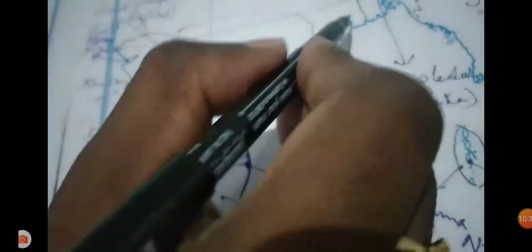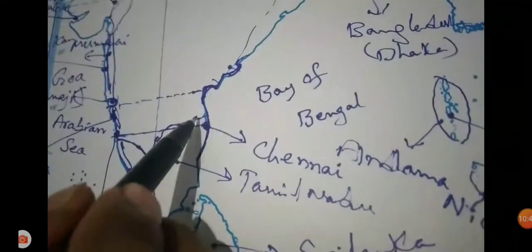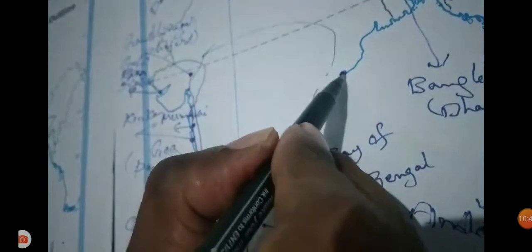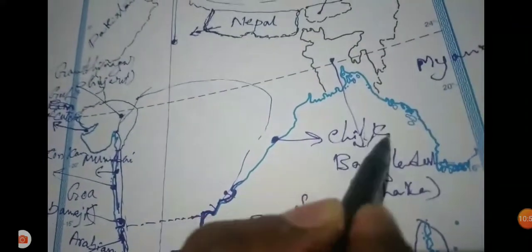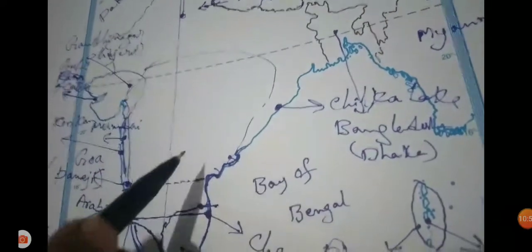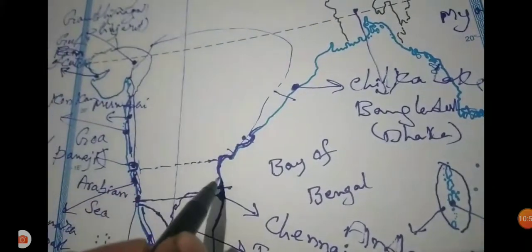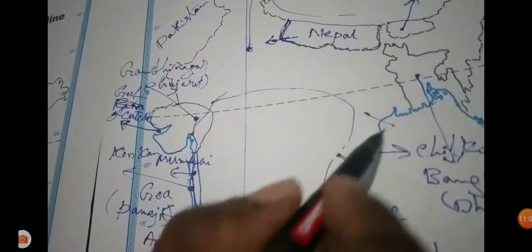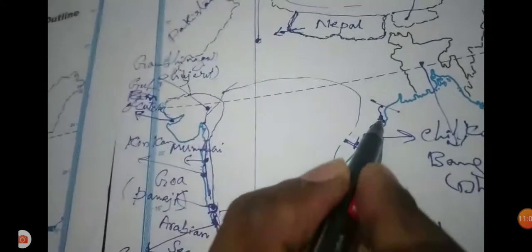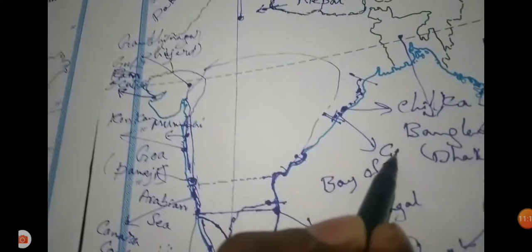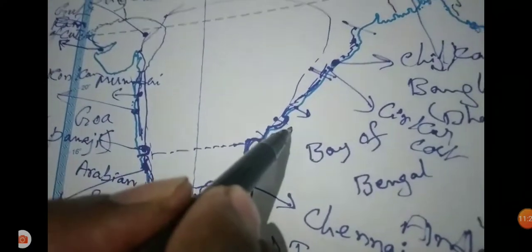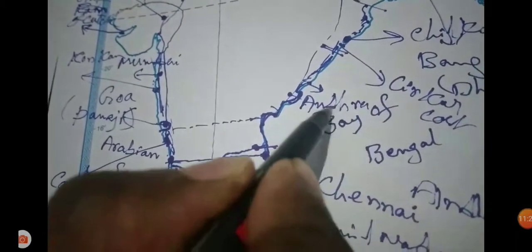Later we come to the east side. On the eastern side, we have divided the border between Tamil Nadu and Andhra Pradesh. Here is Chennai, and this is Chilka Lake. Below Chilka Lake we have divided the border between Odisha and Andhra Pradesh. This is the Odisha coast, also called the Utkal coast, and the entire Andhra part comes under the Andhra coast.